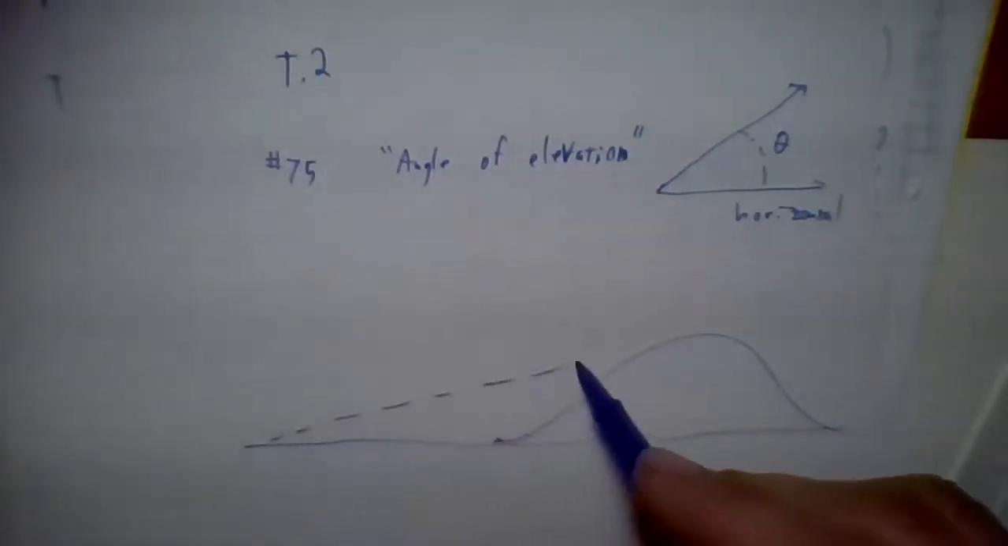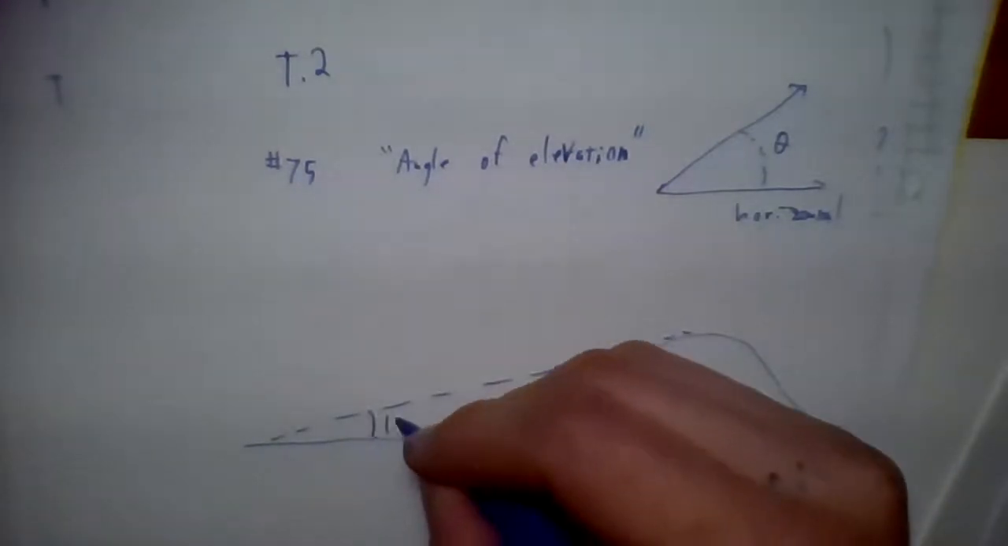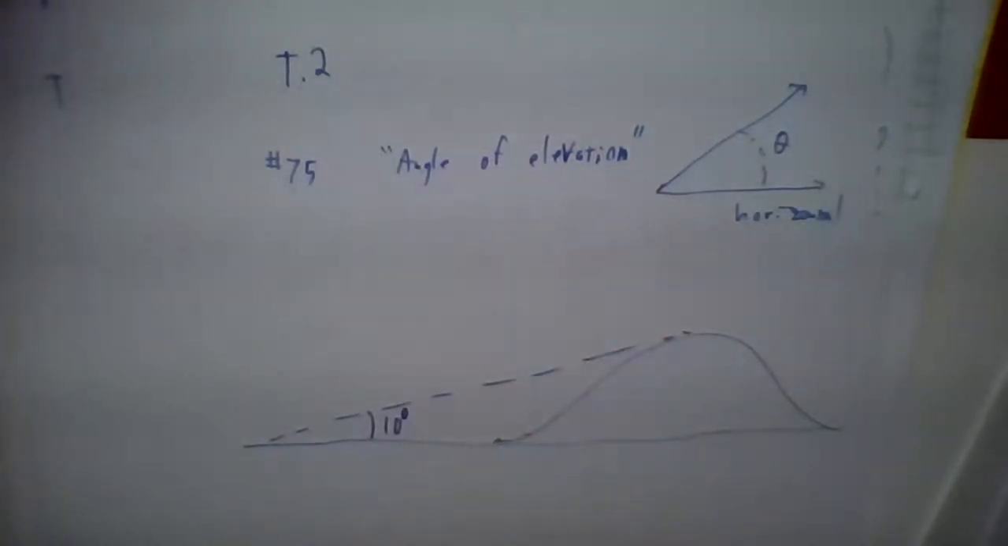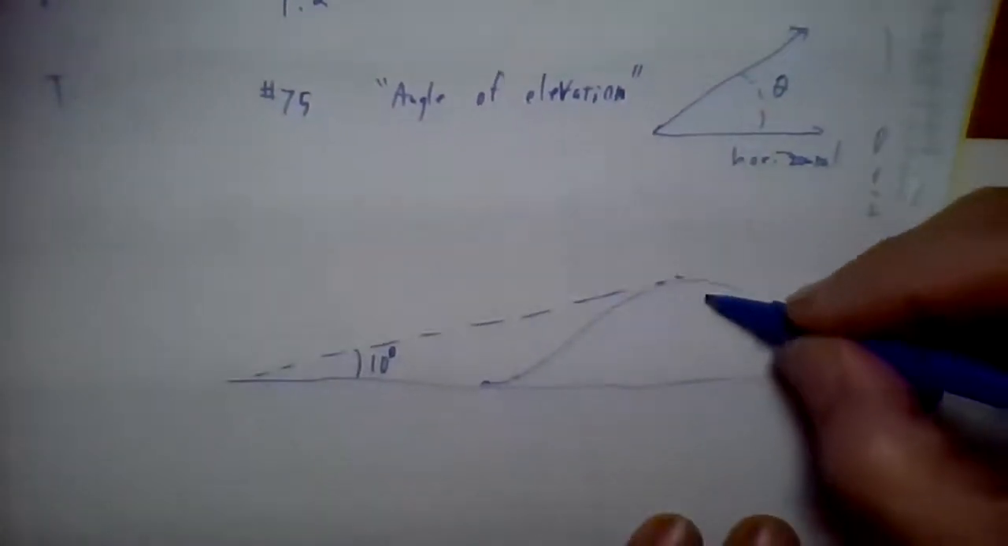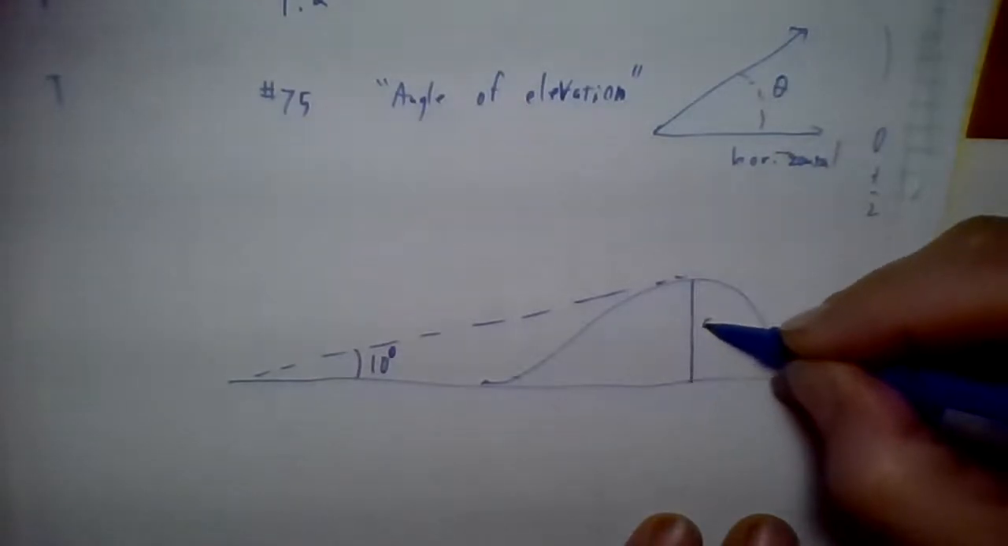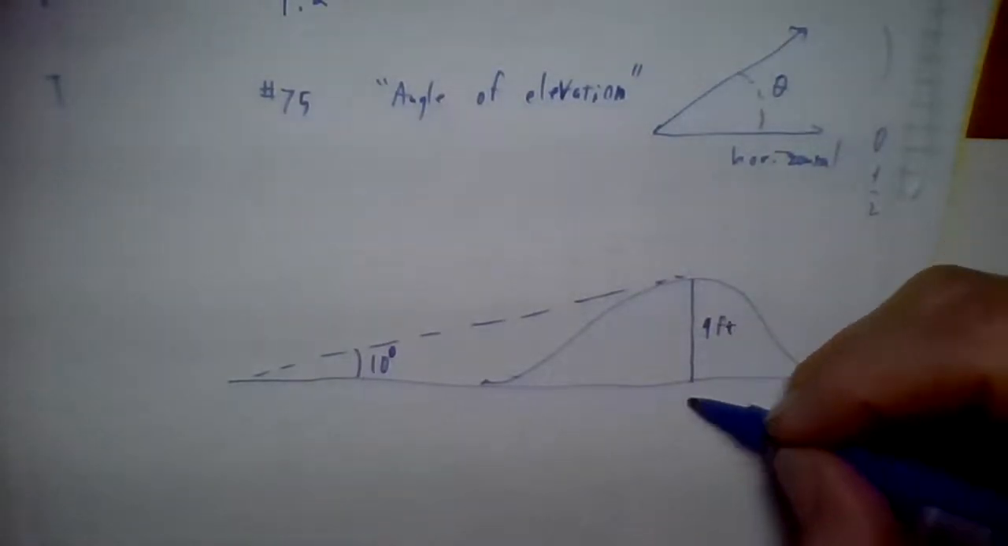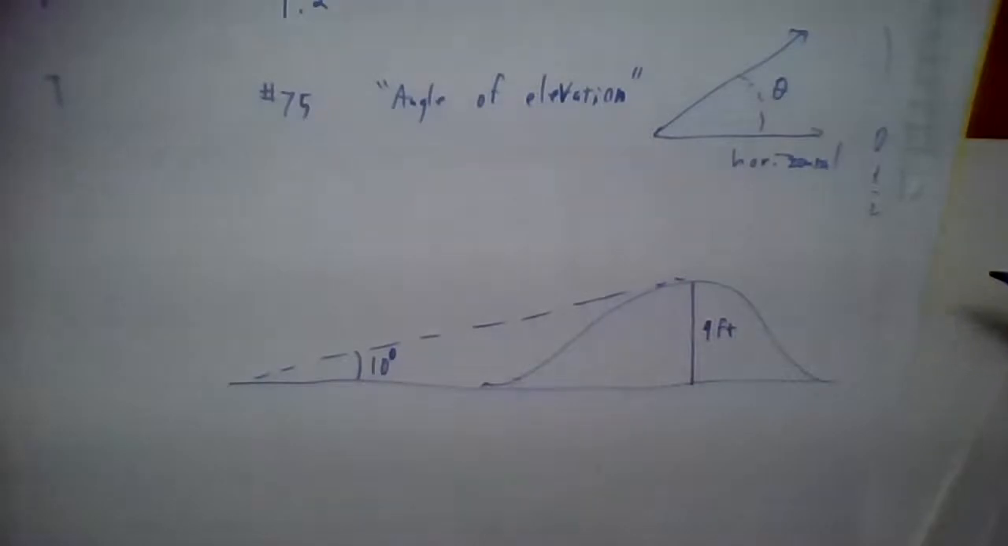So we're looking at it from somewhere over here on level ground, and we've got a 10-degree angle there. It says the hill is 9 feet high. What is the horizontal distance to the top of the hill from that point? So we know the height measurement is 9 feet. We want to know how far we are away if this is a 10-degree angle.